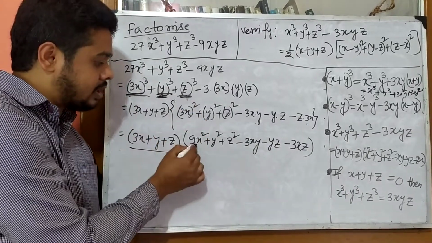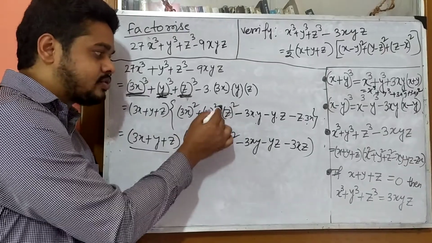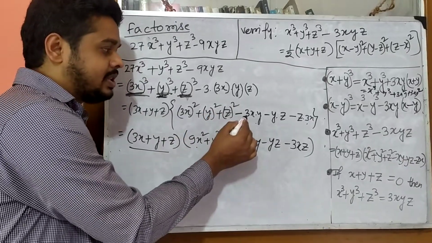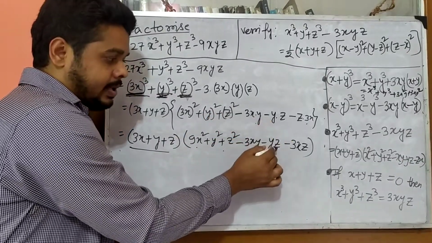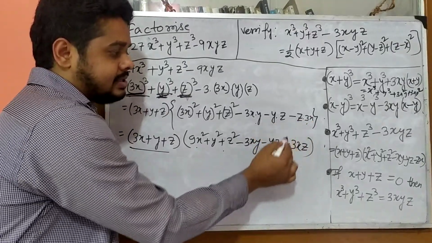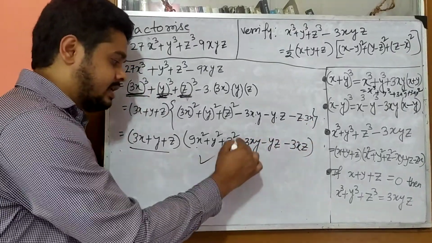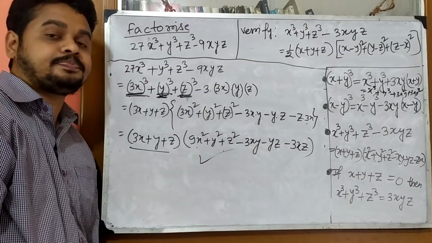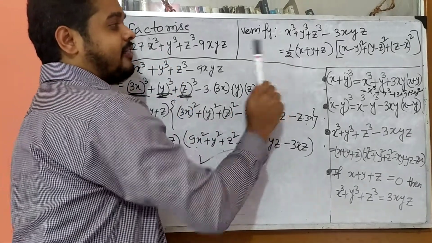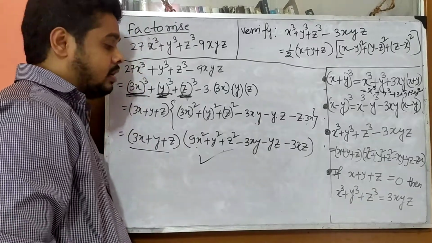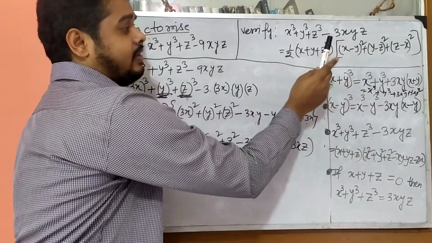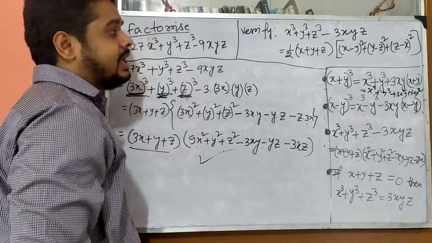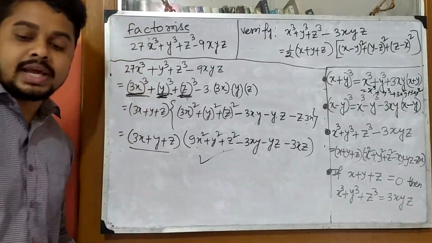Now 3x whole square means 9x square plus y square plus z square. After that minus 3xy minus yz minus z into 3x means 3xz. That is the factorization of that problem. Now we have to verify that problem. Now we will start from the right hand side. If right hand side equals left hand side, that time it's verified. So let's start.